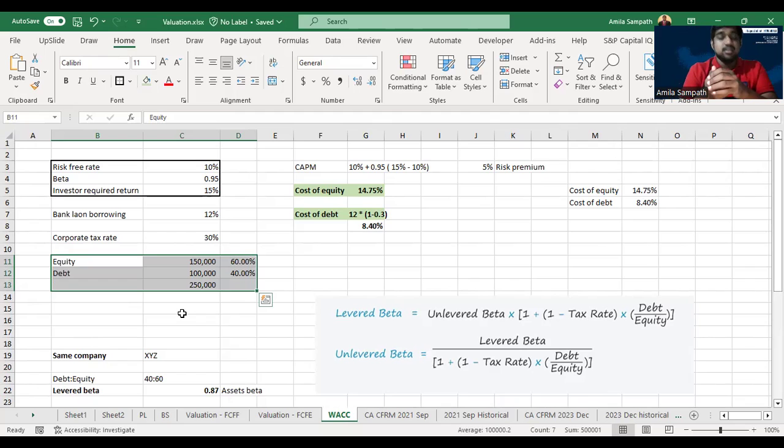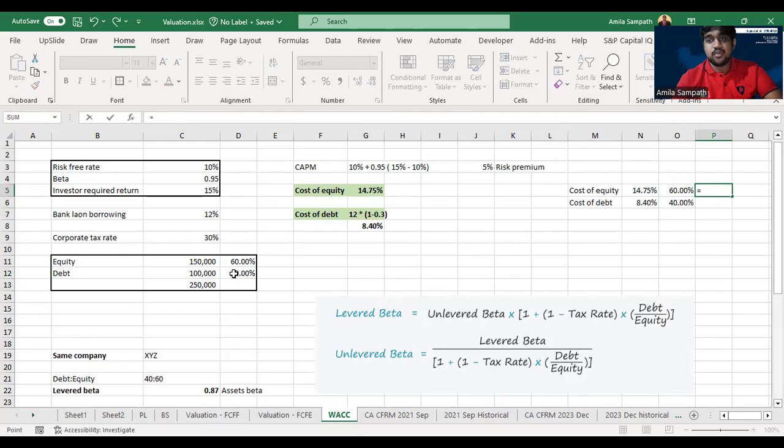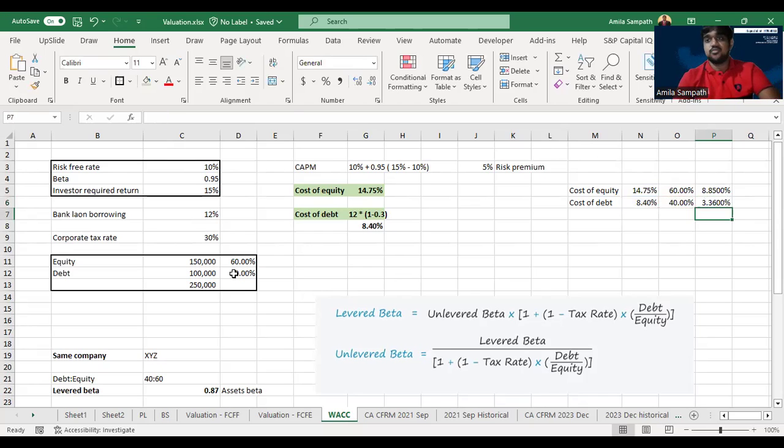Based on this 60 to 40, we need to weight our cost of equity and cost of debt. That means our equity portion is 60% and our debt portion is 40%. Simply, 14.75 we can multiply by 60%, and the 8.4 cost of debt we can multiply by 40% of our debt portion. Then we get these values, the weighted cost of equity and cost of debt.